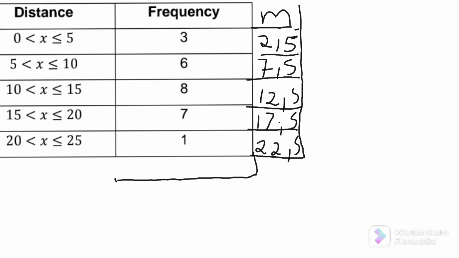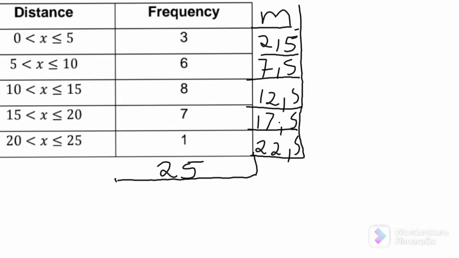Now, before I forget, you need to calculate the total of the frequency. So we're going to add the frequency column. So it's going to be 3 plus 6 plus 8 plus 7 plus 1, which is 25. So we're going to write 25 over here. We're going to need this in order to calculate the mean. Now from here, let me just change the color. I'm going to use purple.